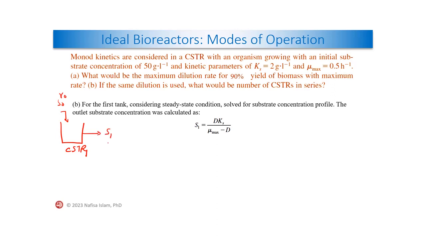Coming out is S1, X1. So they are telling us to solve for the substrate. Let's see what we get as the S1. S1, we know from our derivations, is simply D·Ks / (mu max minus D). Still, our 90% yield is not getting used.